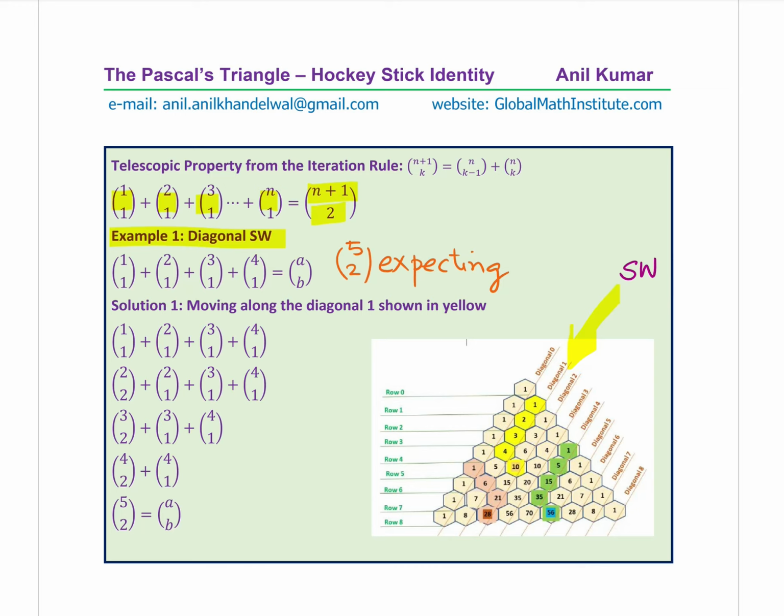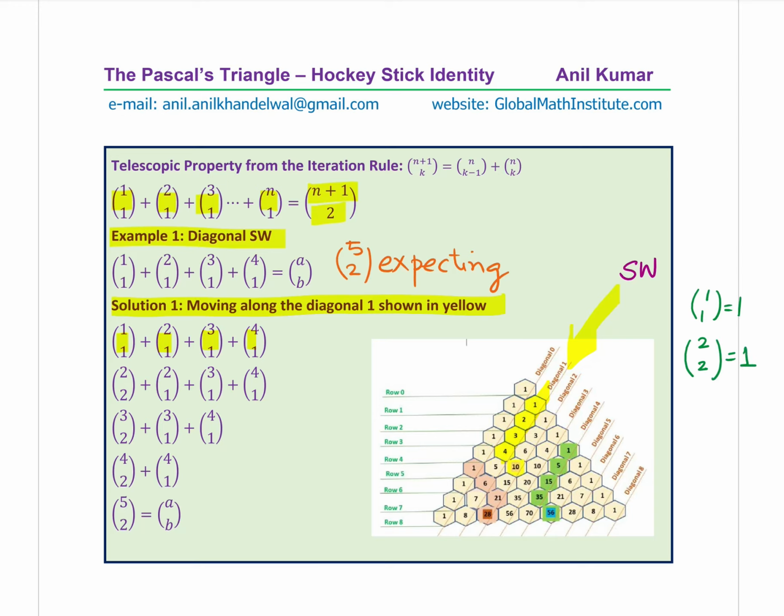So here is the solution right before us. As you can see, we're moving along this particular diagonal, which is highlighted in yellow, right? So beginning from 1C1 plus 2C1, 3C1, 4C1, as you know, 1C1 is 1. So we know the value of 1C1 is 1. So that is being replaced by 2C2, which is also 1.